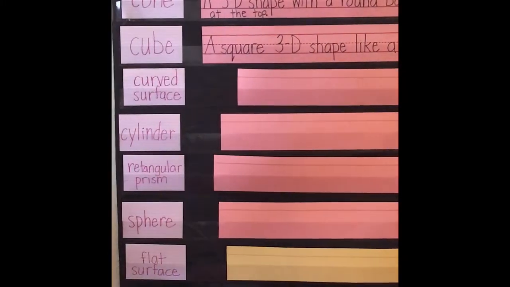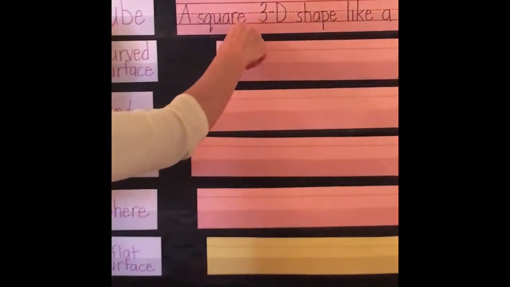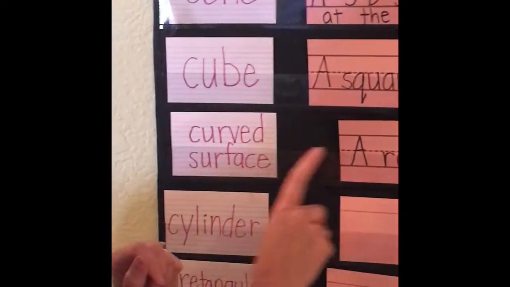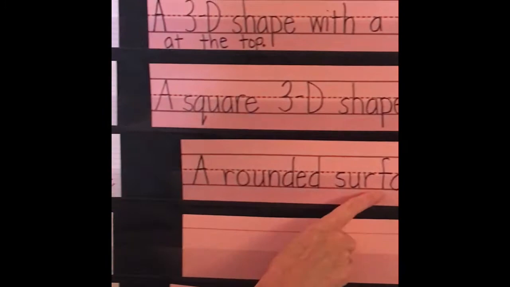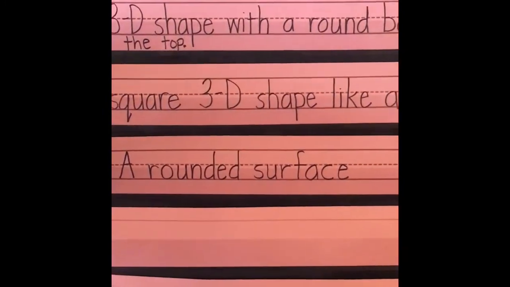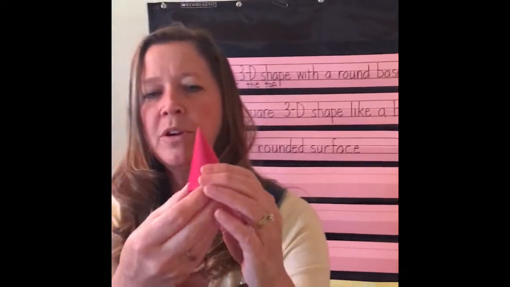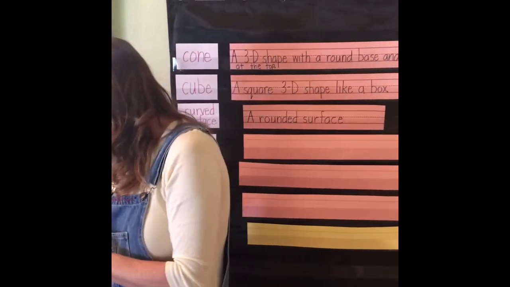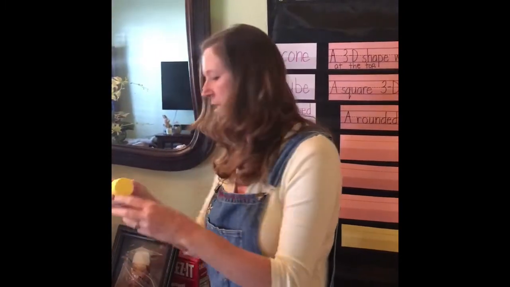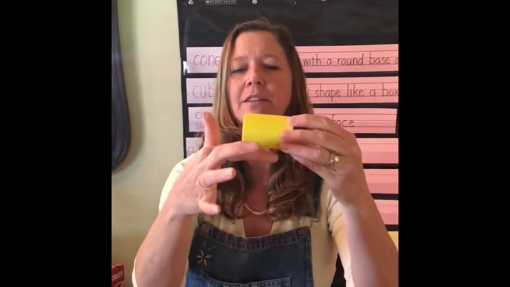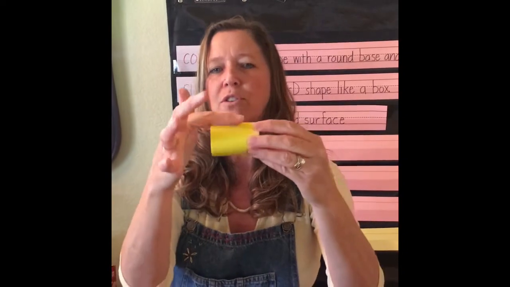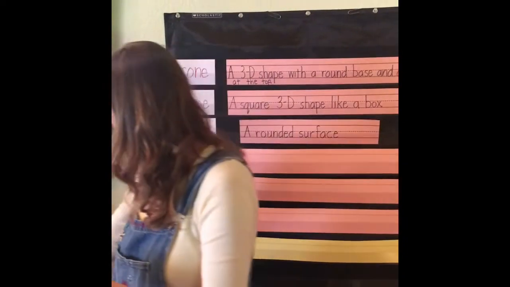Next is curved surface. A curved surface is a rounded surface. So when we saw our cone, this is a curved surface. And when we get to cylinder, this is a curved surface. Okay, let's see the next one.